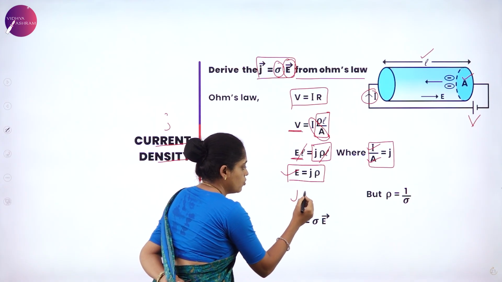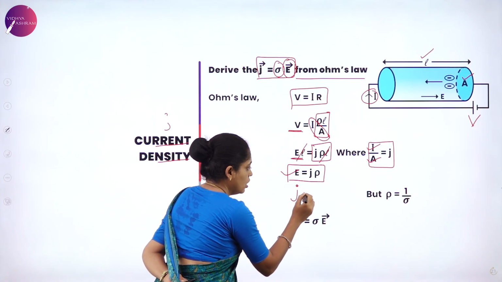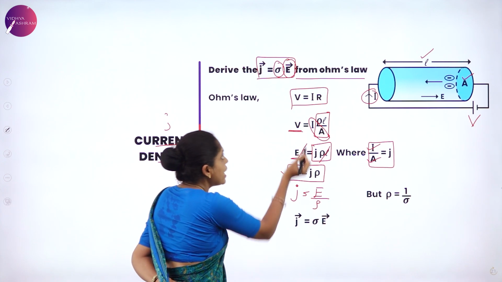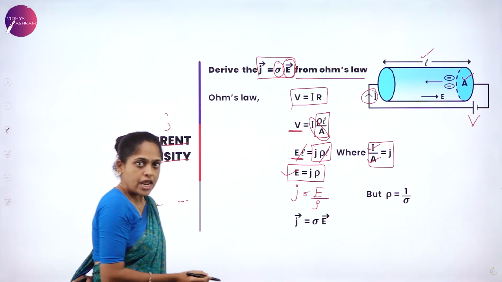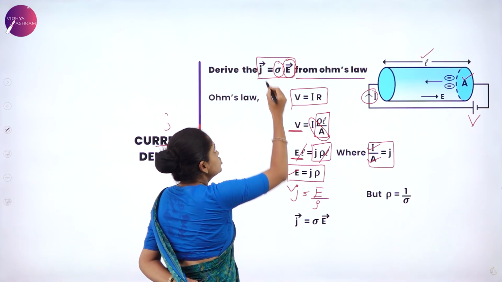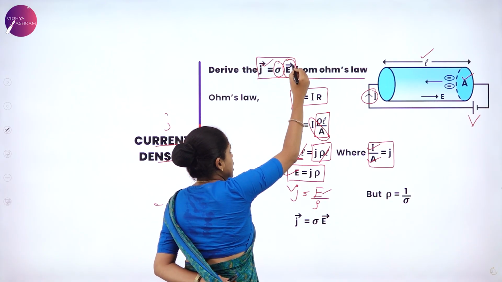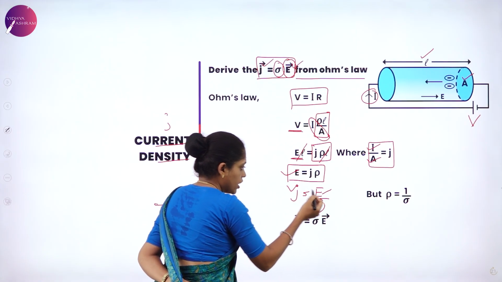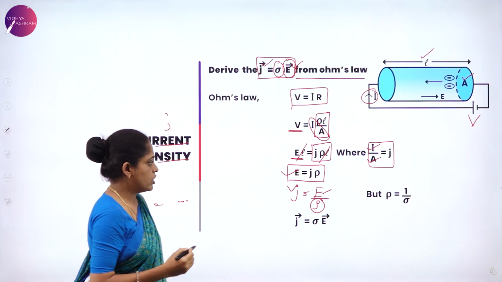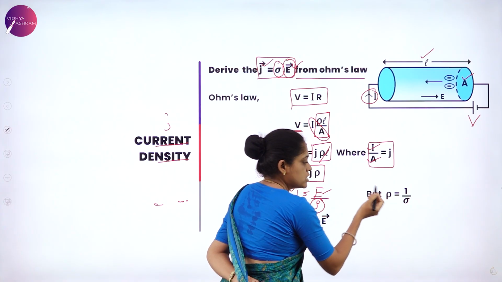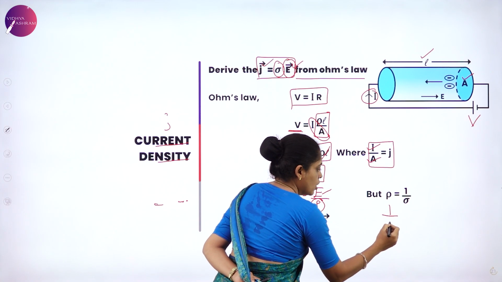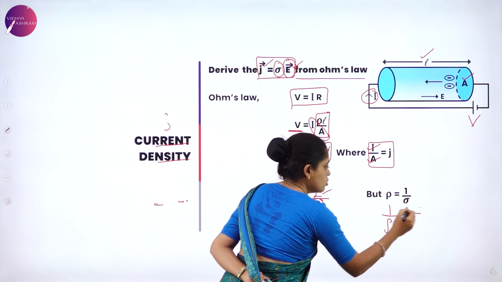Therefore, let us rearrange this equation in terms of J. So, J is equal to E by rho. Now, compare the equation which we need and what we have now. In that, we have the J and we have the E. Now, the only thing is rho should be replaced by sigma. According to the definition, sigma is the reciprocal of rho. Therefore, 1 by rho is equal to sigma.